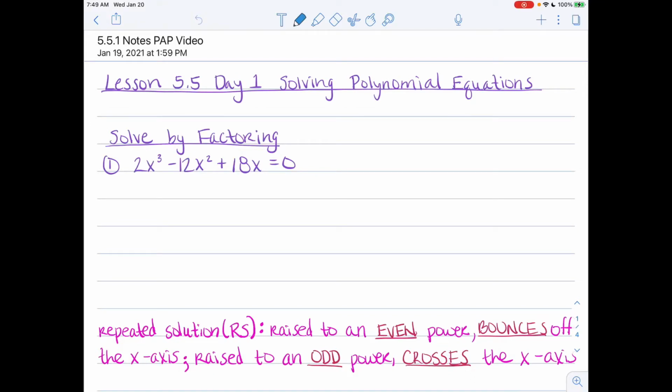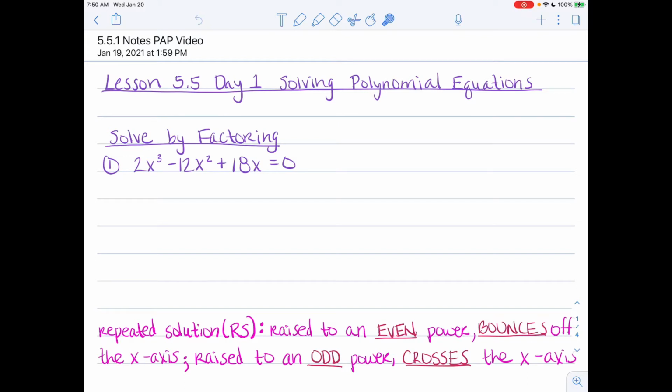Hi everyone, today we're going to start talking about solving polynomial equations now that we have learned how to factor them. So the difference between factoring and solving is this equals 0 right here. And when we say equals 0, then that means that we can solve and find the zeros, the roots, the solutions, the x-intercepts of our polynomial. So let's take a look.